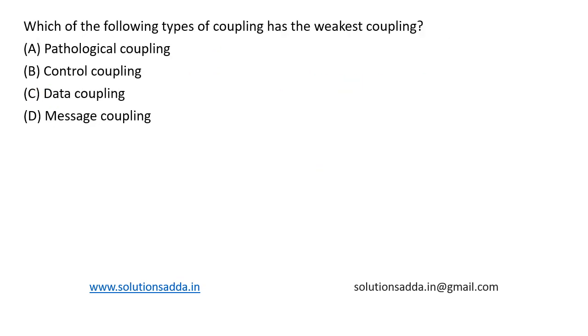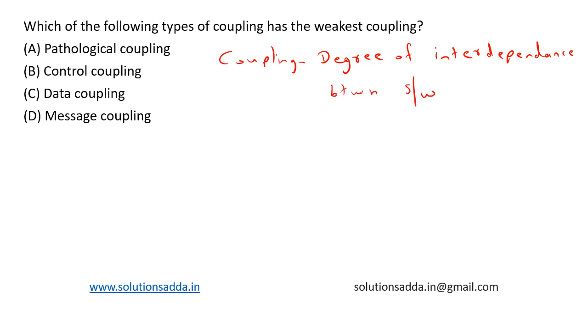This is a question from software engineering. Which of the following types of coupling has the weakest coupling? So in software engineering, coupling is defined as the degree of interdependence between software modules. So coupling means degree of interdependence between software modules.